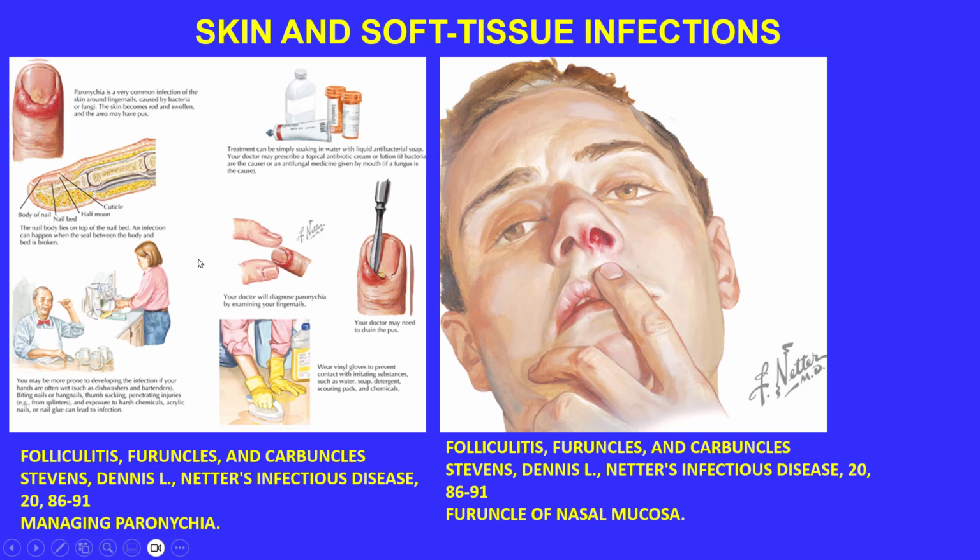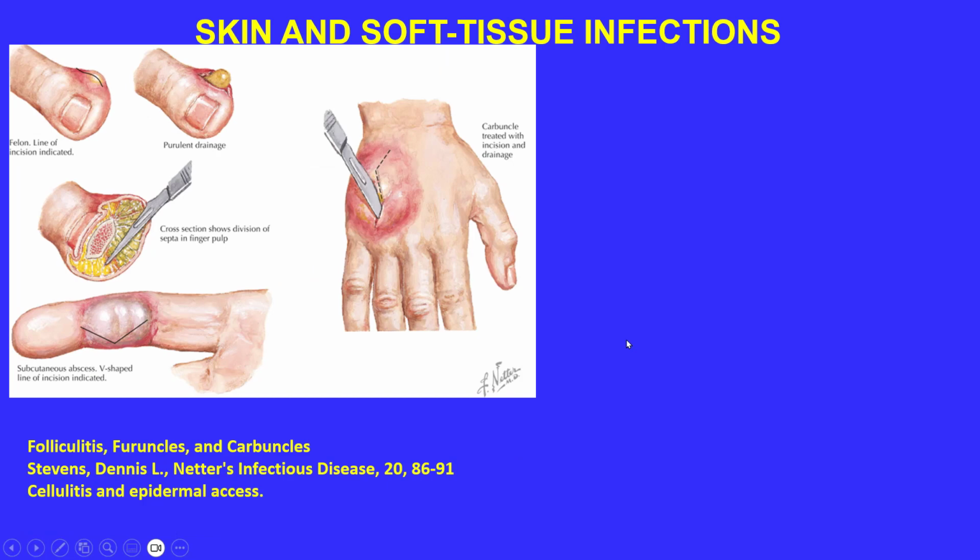Okay? You have to keep in mind something too, that sometimes these come back, dependent on whether the patient has a large surface with the organism being resistant to certain antibiotics. So this entire diagram here is managing the paronychia, very common there. And then, of course, you have a furuncle, as you can see right there, of nasal mucosa. Here, you have cellulitis and epidural abscess.